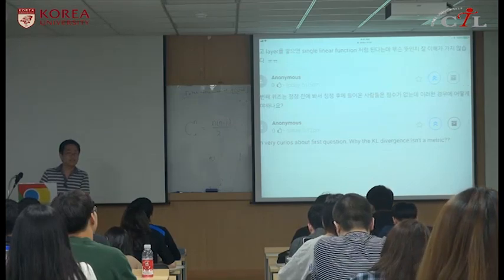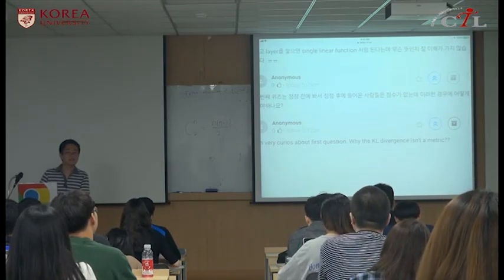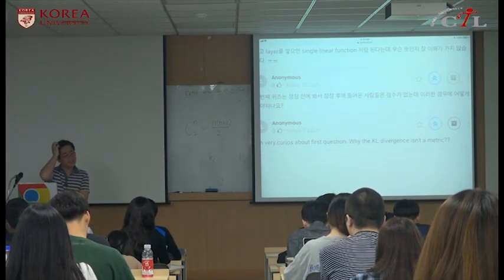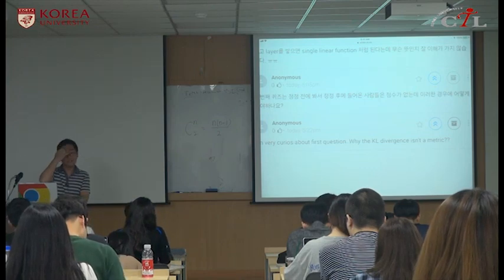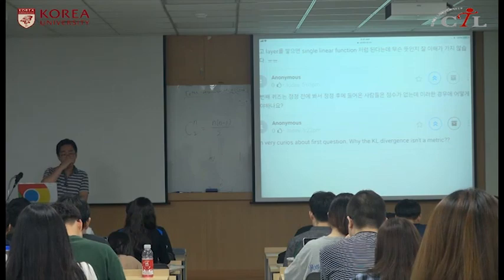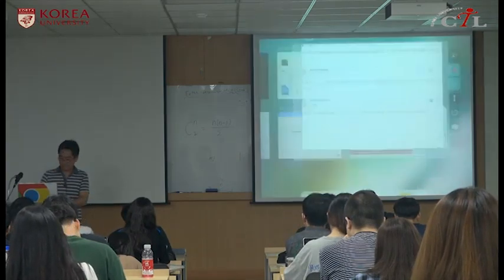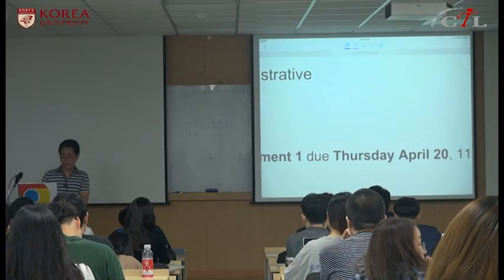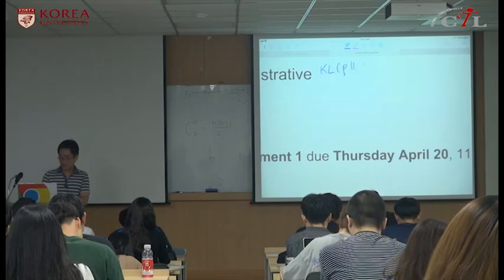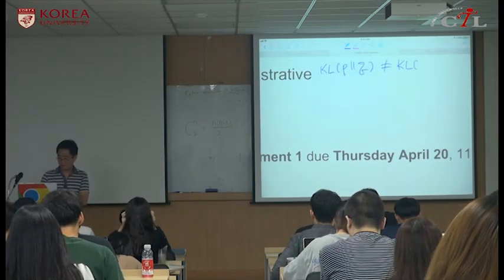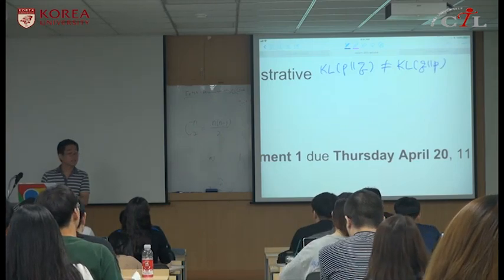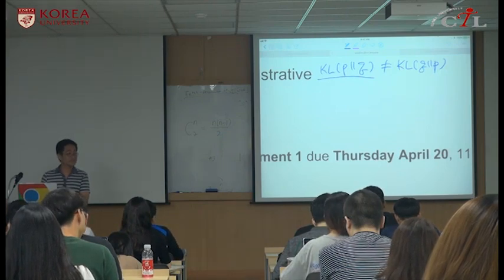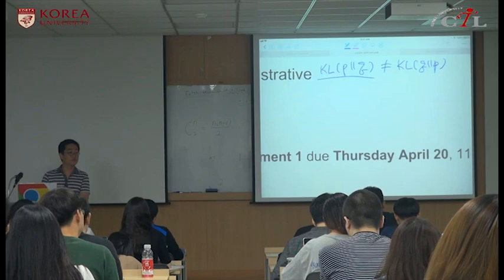KL divergence, is it a metric or not? If you watched the lecture video, it is not, right? So KL divergence is not a metric, and which requirement does it not satisfy? Symmetry, symmetry. Why is it not equal? Simply because the definition is using P and Q in a different manner, right?